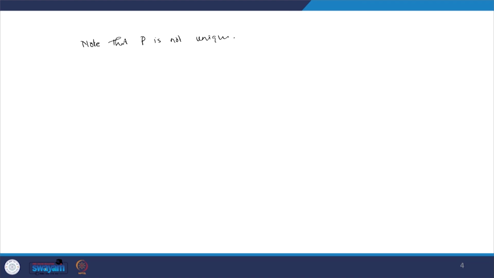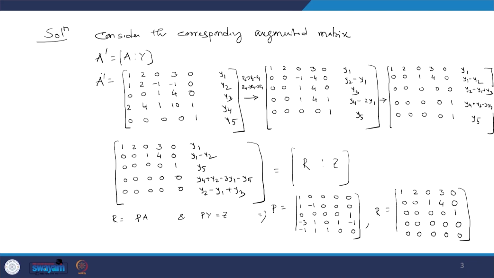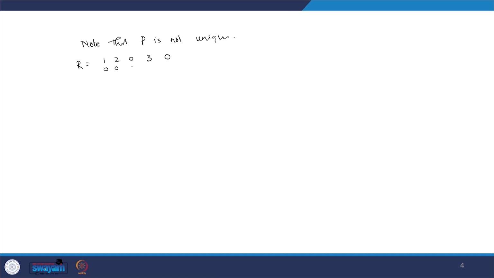So, let me rewrite this once. We have R equal to 1 2 0 3 0, then 0 0 1 4 0, then 0 0 0 0 1, and two rows of zeros. Okay. So, this is my R, but this R is unique. For a given matrix A, we will have only one row reduced equivalent matrix.